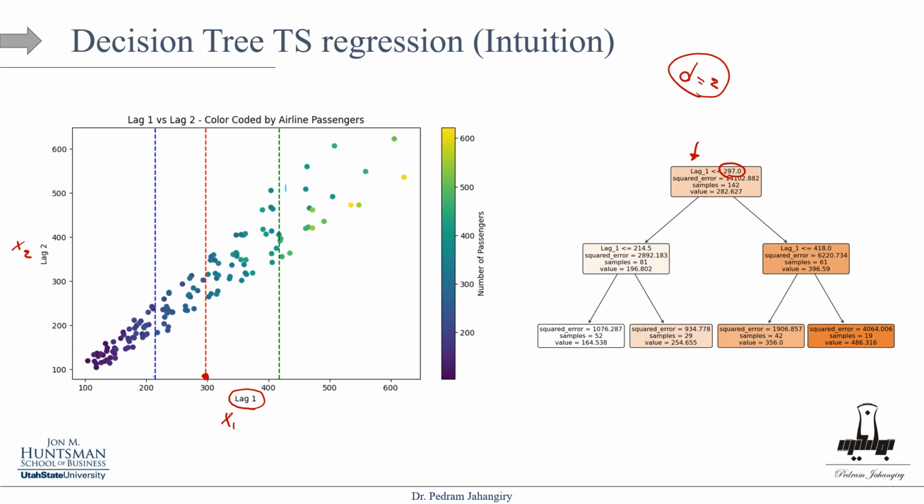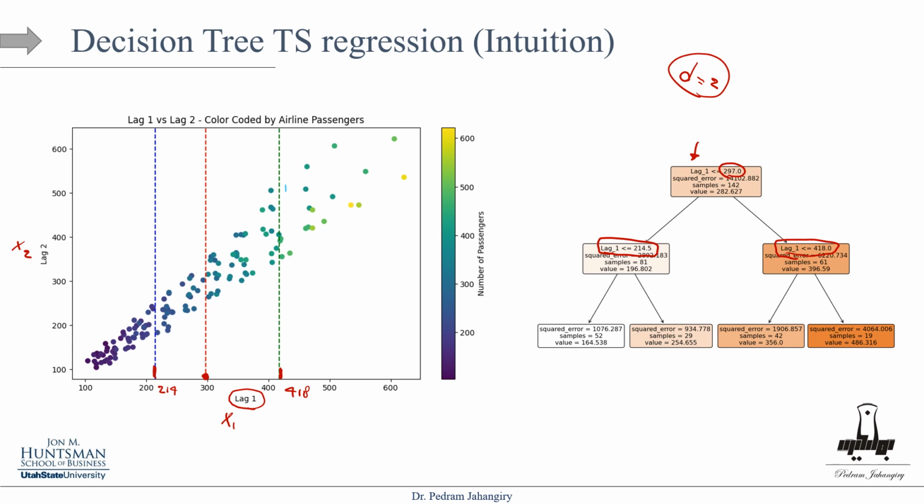And then what is the next criteria? Again, lag 1, if it is less than 214. So we're going to start with lag 1 again. Now this is 214. Otherwise, we go to the right, and again, the decision tree says pick lag 1 and 418. So 418. Why is it always lag 1? Again, because this was the most important feature for this data set. I have two features, lag 1, lag 2. And it seems that as we go down the tree, lag 1 was the most relevant. So that's why the algorithm picked lag 1.